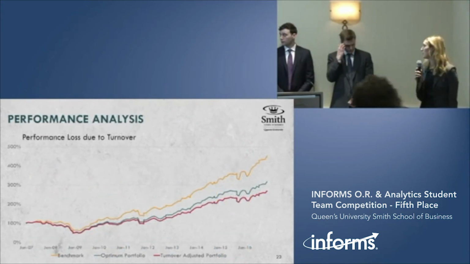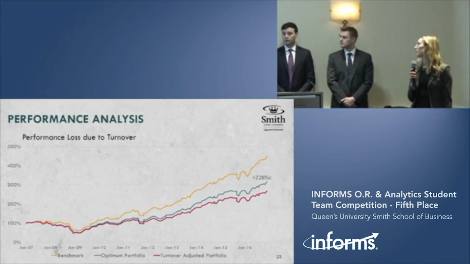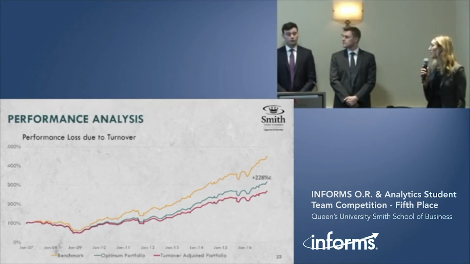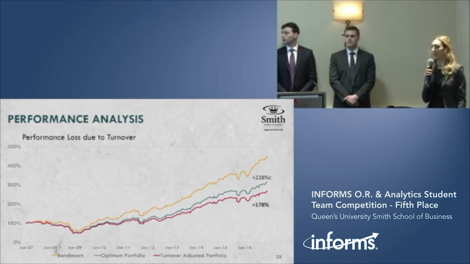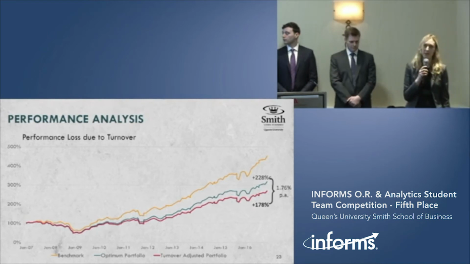We also calculated the cumulative return, and as you can see, our optimum portfolio return over the 10-year period was around 228%, while our turnover-adjusted portfolio return was around 178%, which means that we lost around 1.76% annually due to turnover.